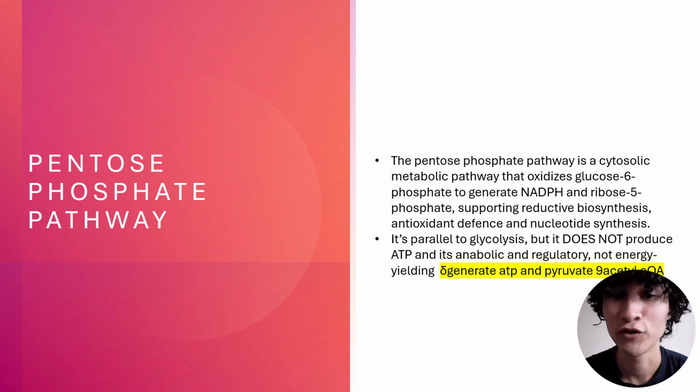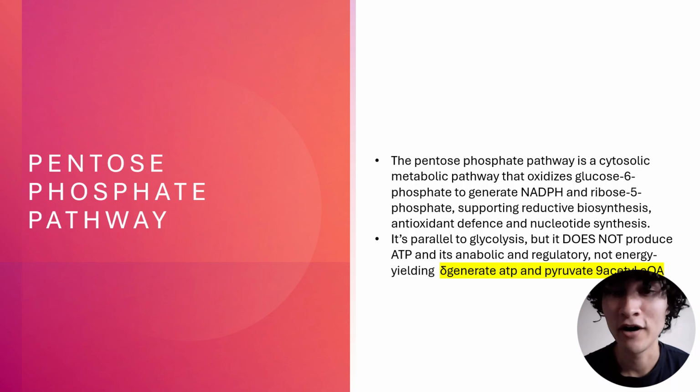So the pentose phosphate pathway is also called the glucose 6-phosphate shunt or the hexose monophosphate shunt. So it has different names depending on what literature you're reading and who's teaching you essentially. But it's all the same pathway. It just has different names. So don't be thrown off by that. A lot of people get confused.